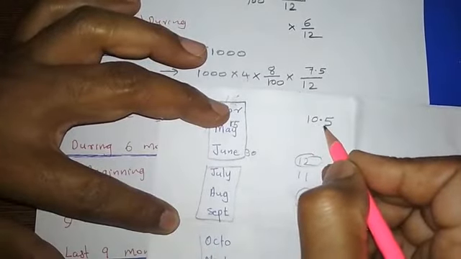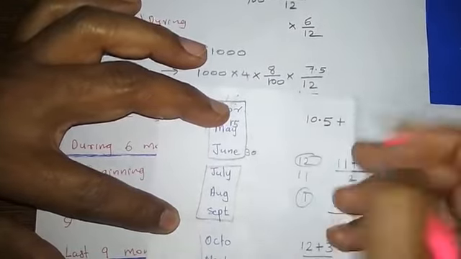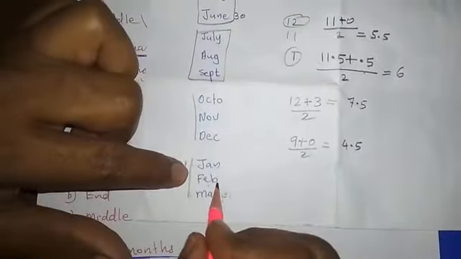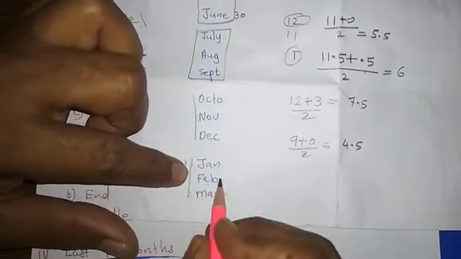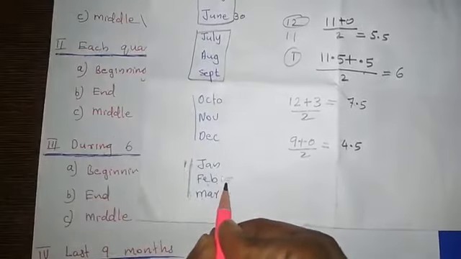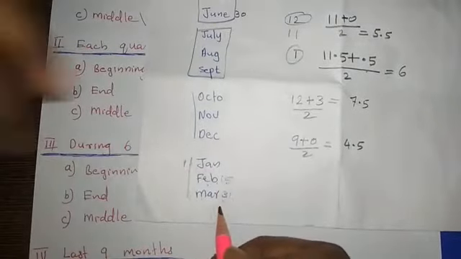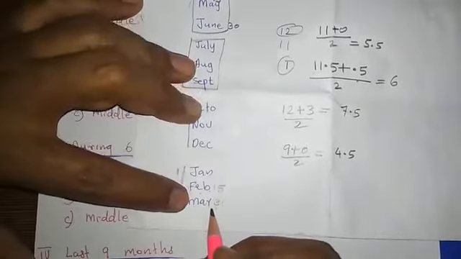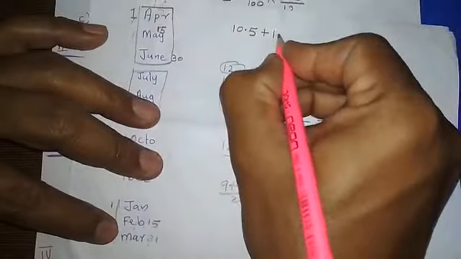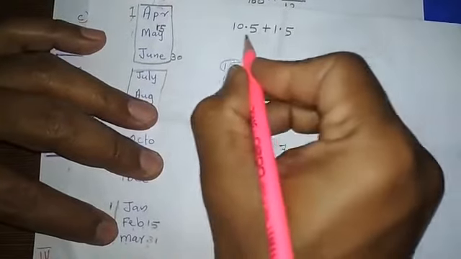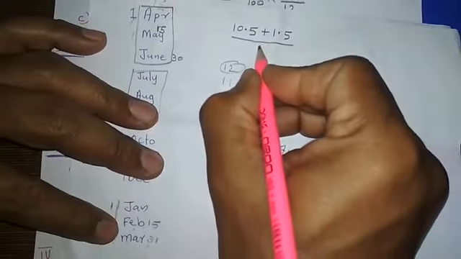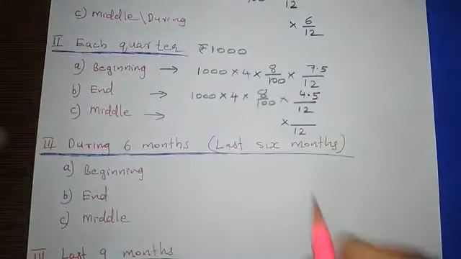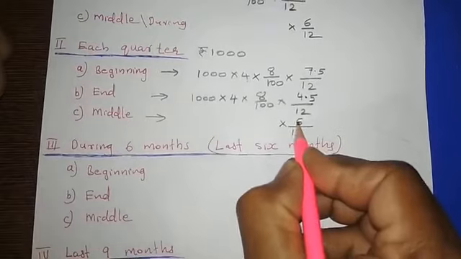That is why we deducted 1.5 from 12. We got 10.5 plus the last drawing, which will be on February 15th. So how many months are remaining here? 1.5 months are remaining, because February 15 days and March full. So 1.5. 10.5 plus 1.5 divided by 2, it is coming 6. So here this will be 6.